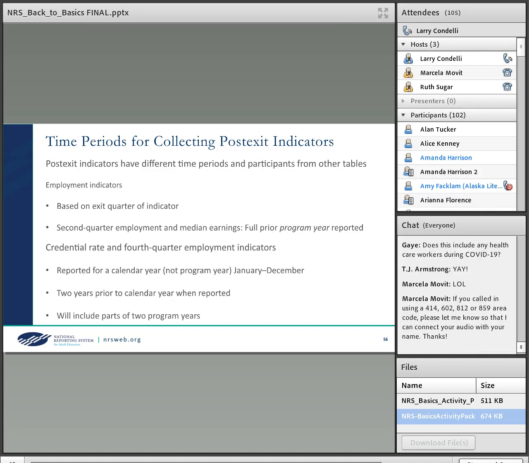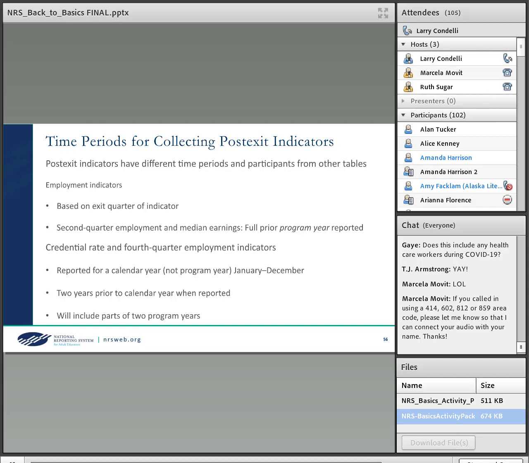So you report, of course, for every other table, participants who came between July 1st and June 30th of the program year. For these post-exit indicators, they're in different time periods. So your employment indicators are actually reported for the prior program year. So they wouldn't be reported for this year, for example, for the 1920 year. They would be participants who exited in the 1819 year. So you collect them on an ongoing basis based on their enrollment, but you report them a year later. And I'll show you this in a minute in another slide.